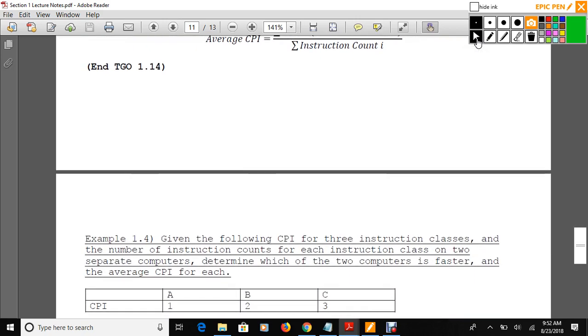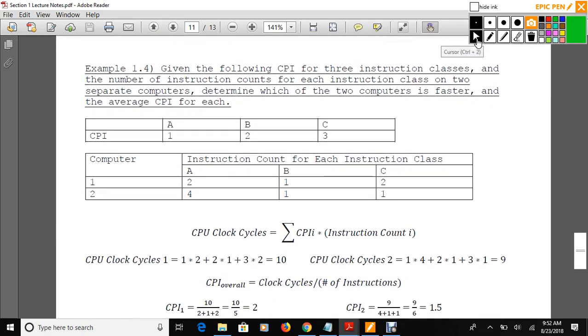So example 1.4. So here's how this breaks down. We have just 3 generic instruction classes A, B, and C, right? So in this specific case, the CPI, cycles per instruction, for instruction class A is 1. For B, it's 2. And for C, it's 3. So now we're comparing it on two different computers. So let me walk through the formal wording of the question. Given the following CPI for 3 instruction classes and the number of instruction counts for each instruction class on 2 separate computers, determine which of the 2 computers is faster and the average CPI for each.